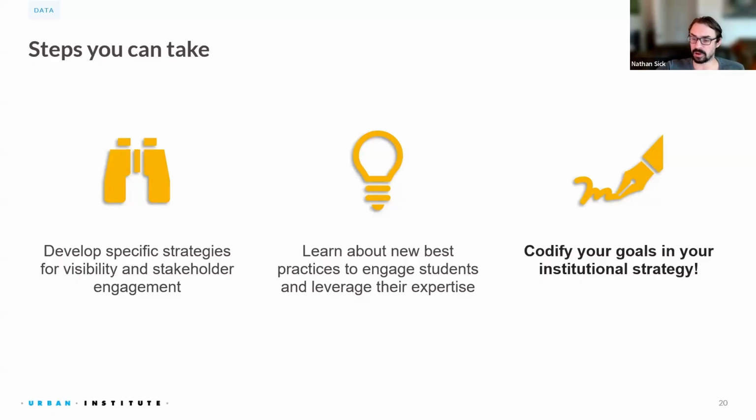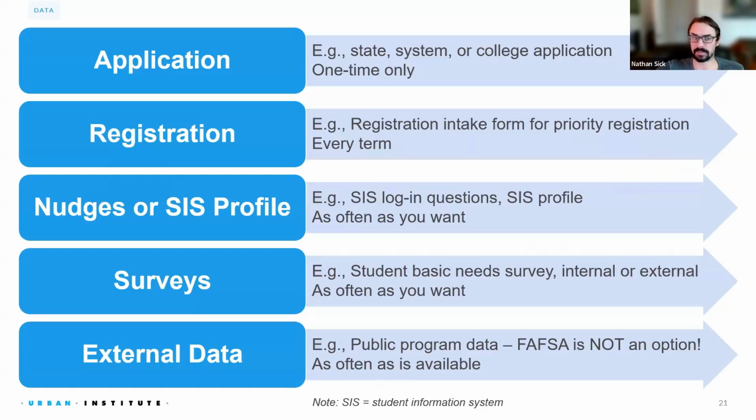And then also codify your goals in your institutional strategy. So make your goals official. A lot of folks talk about devising a North Star, shooting for the moon. Some folks prefer to take more bite-sized and reasonable goals, or both. I think any approach works, but just codifying institutional goals so that folks on campus know the direction that you're headed and that the aim is to support parenting students.